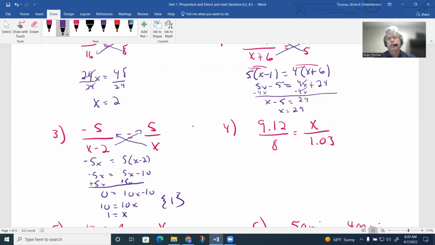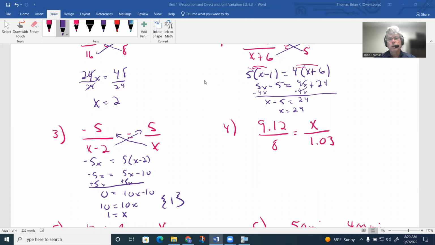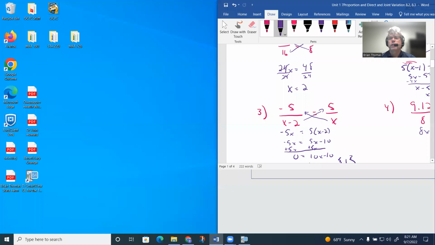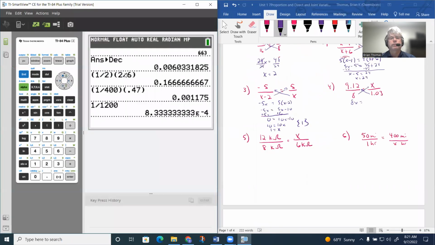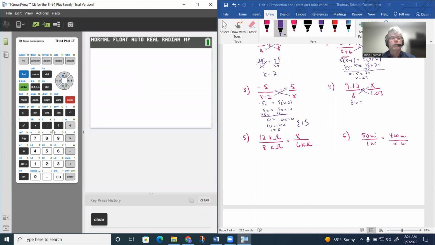So as we move into this next question, I may need a calculator here, so hold on a second. As we begin to solve this one, we cross multiply, and have this 8 times x. I like to keep the variable on the left side if possible, so I'm going to put the 8x over here. Then I have to multiply 9.12 times 1.03 together. So I'm going to slide this over and pull up my calculator. We'll clear that off there. So I have this 9.12 times 1.03.